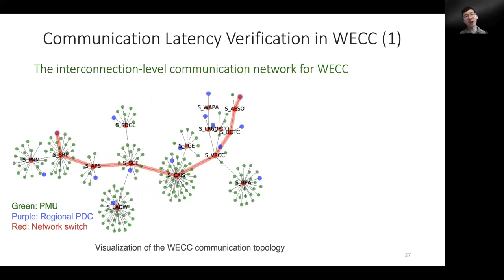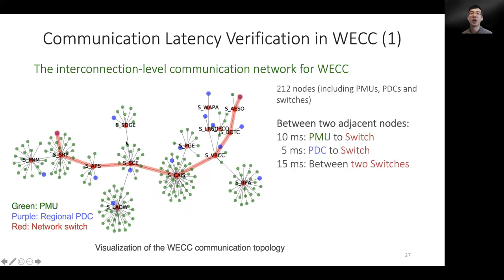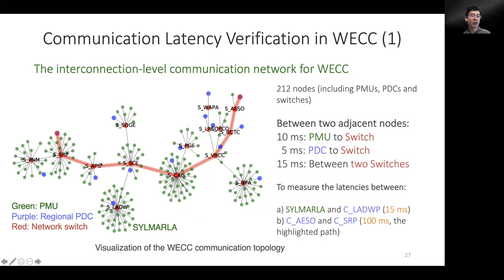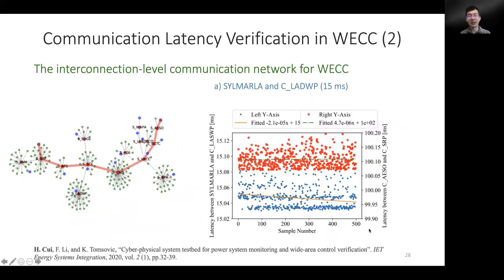Also, this desired communication network latency simulation is verified using WECC. So here we have a topology with 212 nodes. We define the latency as 10 milliseconds between PMU to switch, 5 between APDC to switch, and 15 between 2 switches. And we measure similarly in its own PDC, so the total is going to be 15. And the other one is the highlighted link. We have 1, 2, 3, 4, 5, 6, a total of 19 plus 2 times 5, so a total of 100 milliseconds here. And the benchmark is shown here.